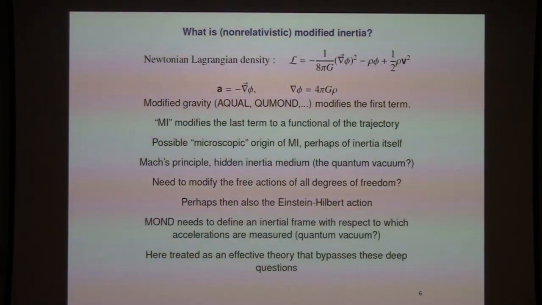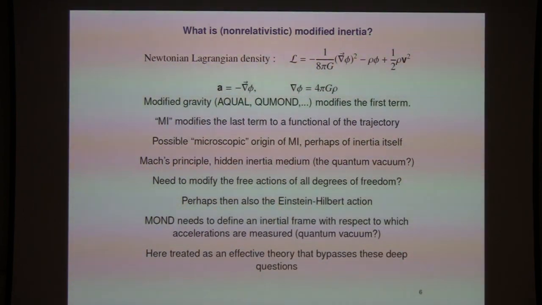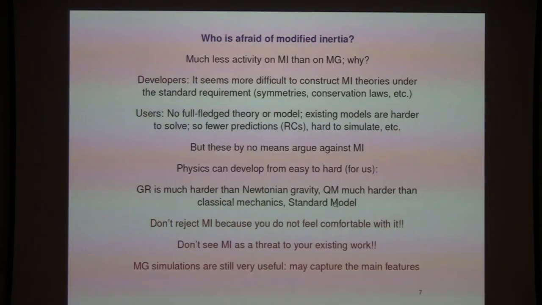Modified gravity too has its own choice of ideas of fundamental theories, like Schrödinger's ideas and so on. Okay, so here, as the last sentence says, I will just bypass all these very deep and interesting questions and jump to this idea of effective field theories, which do not ask where inertia comes from, but just dictate some modified inertias through the action.